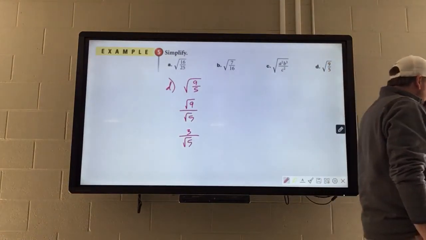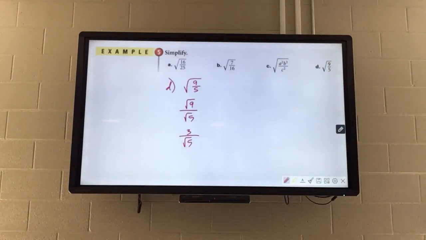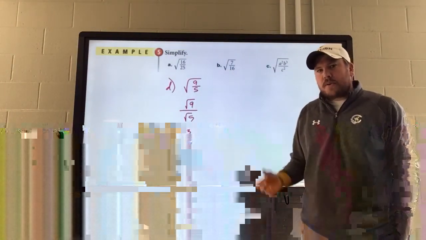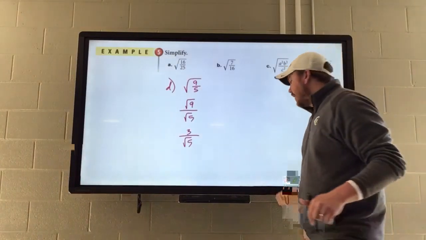But here's the thing. We are not allowed to leave a radical in the denominator. Okay? Miss G calls that a fire in the basement. Where's the worst place to have a fire? In the basement, because heat rises, right? Heat and smoke rises. Fire in the basement. Here's how we deal with that.